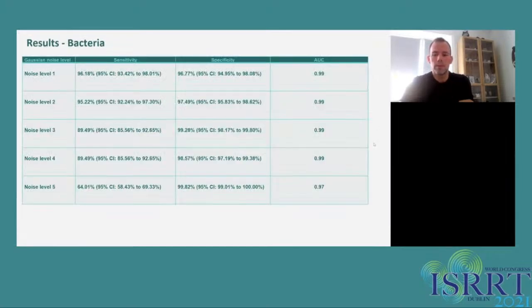For the results for the bacteria dataset, we had the 5 noise levels, and we had great sensitivities, specificities, and area under the curves, except for noise level 5, where we had a huge drop in the sensitivity. For the viral pneumonia, we had high sensitivities and specificities all the way down on each noise level. We had some drops in the sensitivity and specificity.